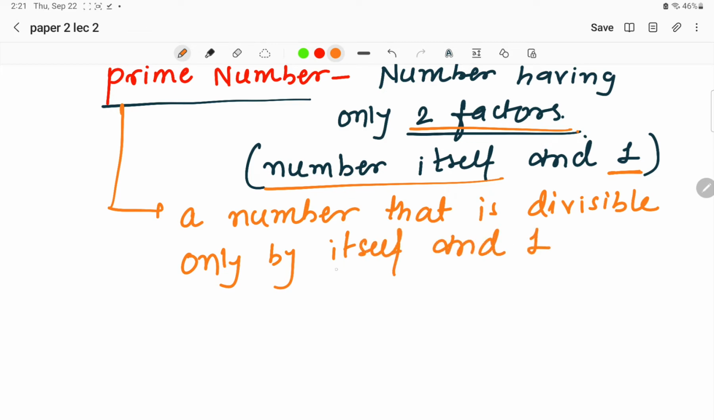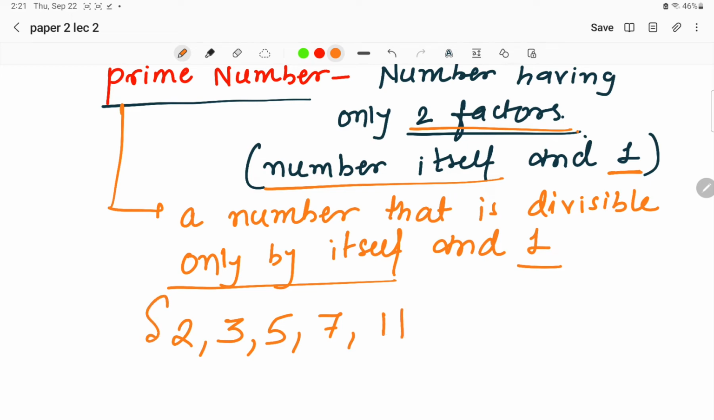Okay, it is divisible only by itself and 1, so that is called a prime number. The prime numbers begin from 2. 2 has only two factors, 2 itself and 1. 3 also has two factors, 3 and 1. 5 also has two factors, and so do 7 and 11. So basically these are the prime numbers.